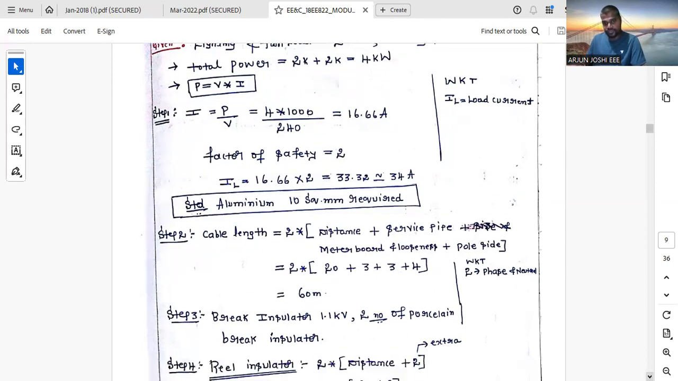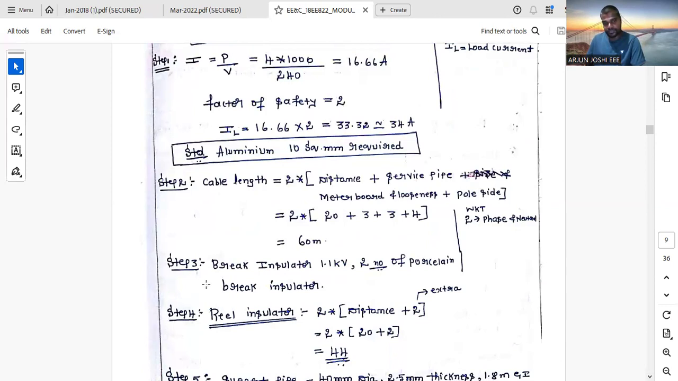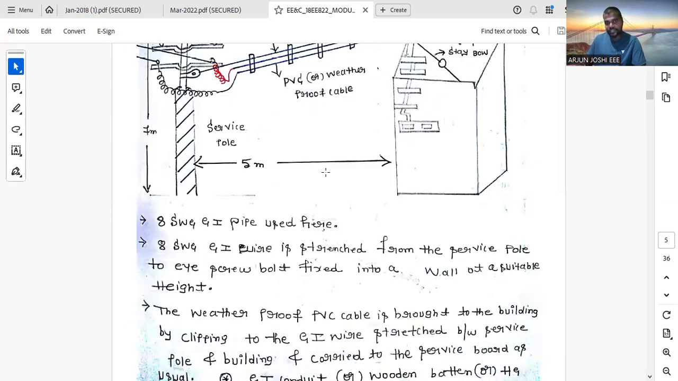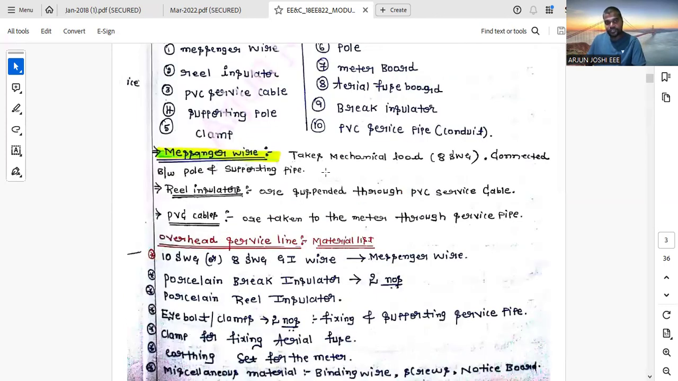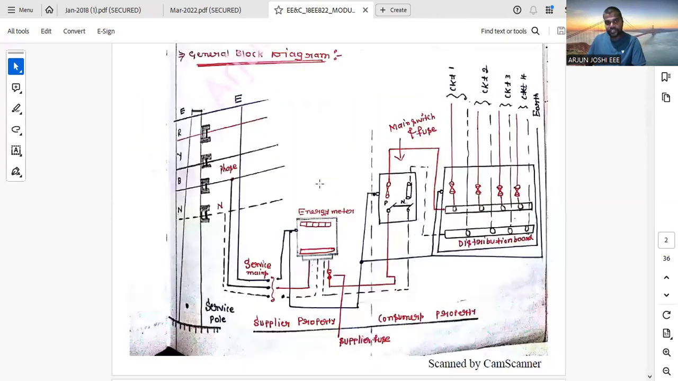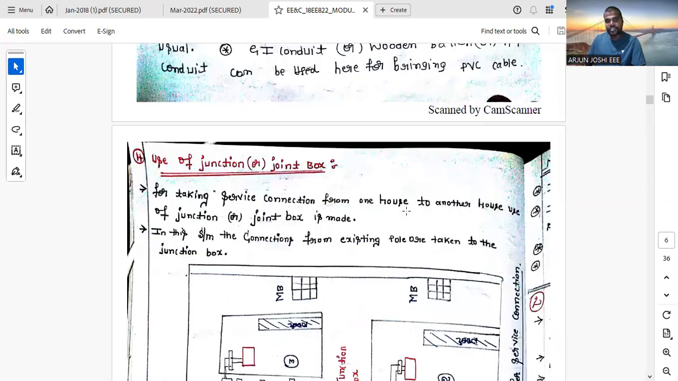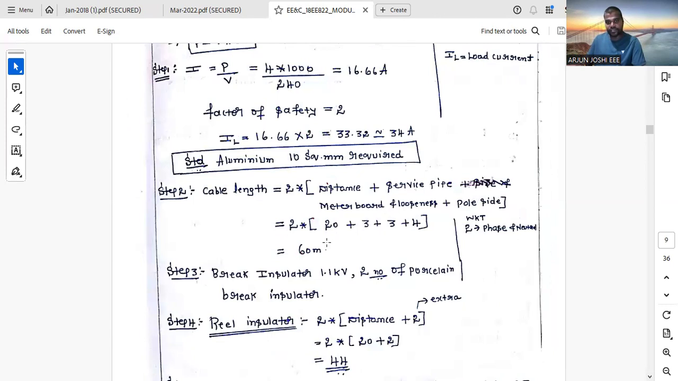Now let's get into step 3, brake insulator. How many brake insulators are required? Two are required. How are there two brake insulators? Just check the diagram here. All of you observe the diagram. Consider this diagram and check it. Here we require only two brake insulators. One on the pole side, and another on the supporting pole side. So 2 brake insulators are required. Okay, step 4, reel insulator.